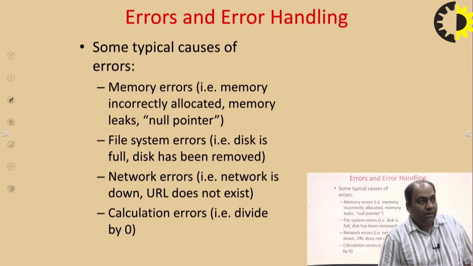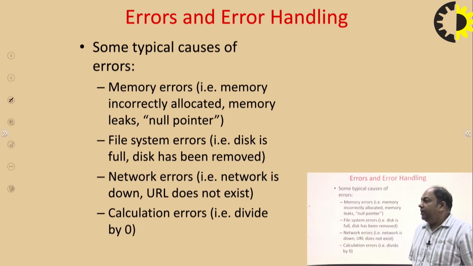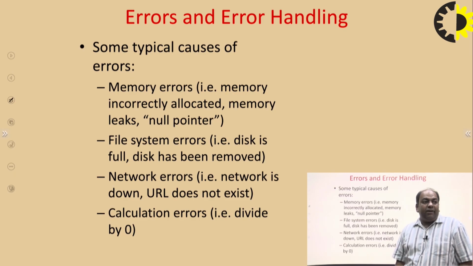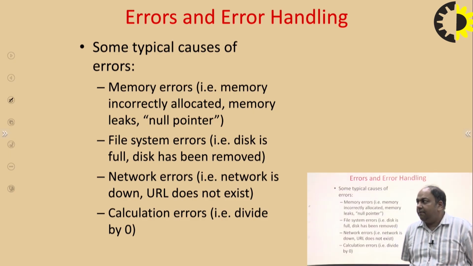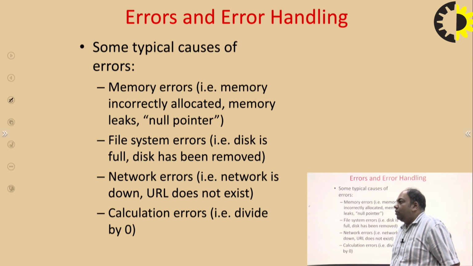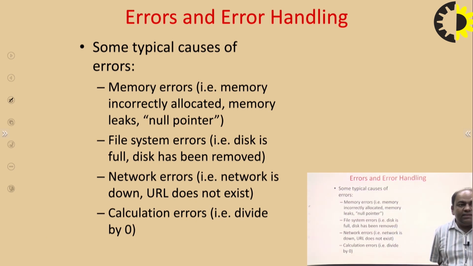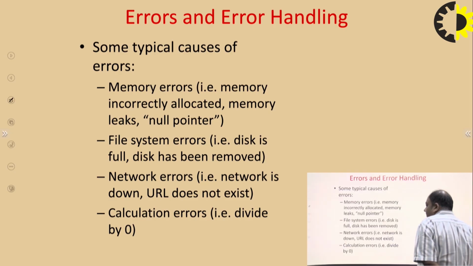For catching these types of errors, we use exception handling, or we can say we do error handling. Some typical causes of error are memory errors, in which memory is incorrectly allocated, or memory leaks, in which we call a null pointer. Another type is file system error, in which the disk is full or the disk has been removed while we are writing to it. Next is network error, in which the network is down or the URL does not exist. And the last is calculation error, like the divide by 0 we showed.